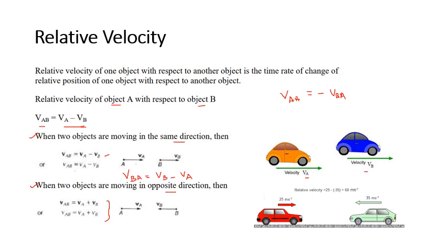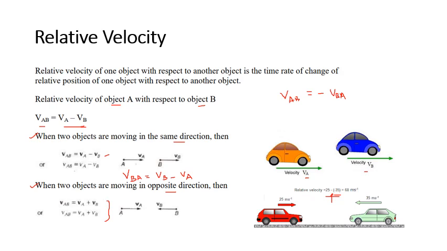So I have given here a small example. The first car is moving with 25 meter per second and the second car is moving with 35 meter per second. What will be the relative velocity? So 25 minus of minus 35. Why minus of minus 35? See, minus will always be there in between because we are comparing both the velocities, right?